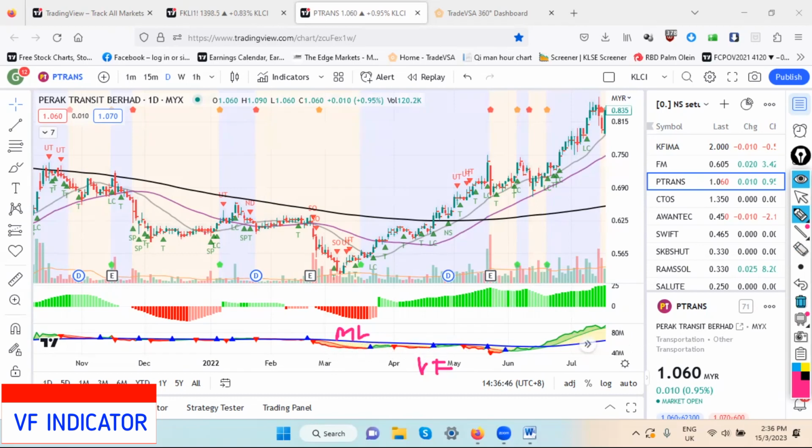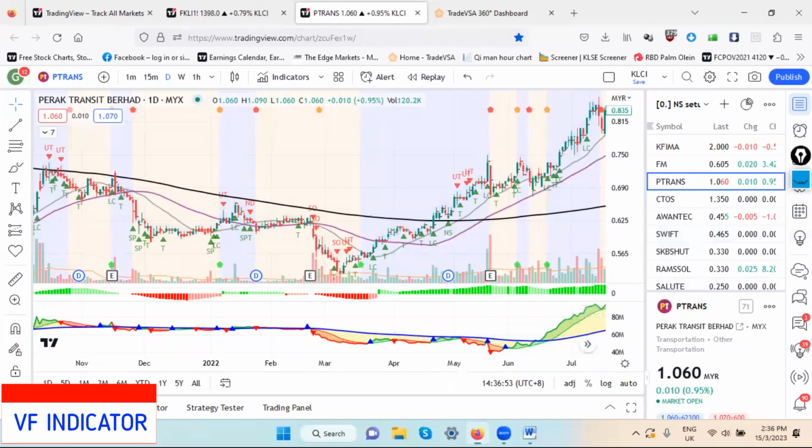You can actually make it bigger. You can see this type of line here. Actually, this is what we call the VF line, and this is what we call the ML line.